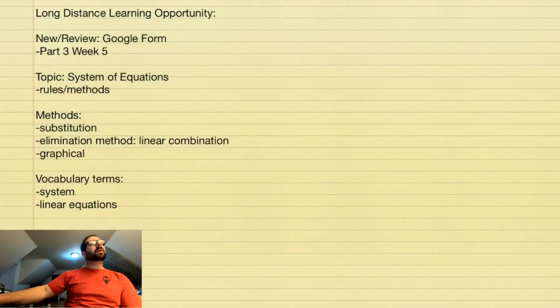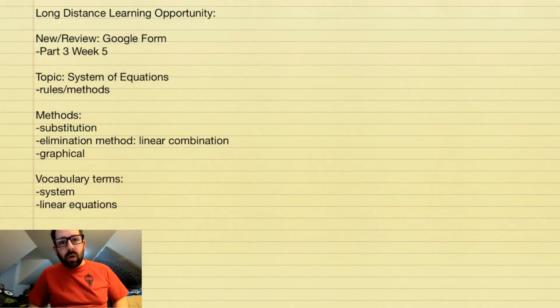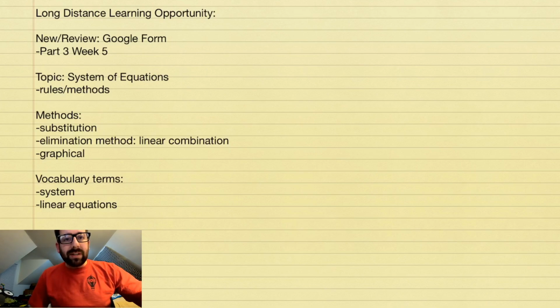So let's jump right into the iPad and look at the topic this week. All right, we're in week 5, part 3, and this is going over the Google form from Monday, and we're doing systems, right? That was our priority. That's something that's new, or kind of review if you had algebra 1 or geometry a little bit. The methods we're using are substitution and elimination.